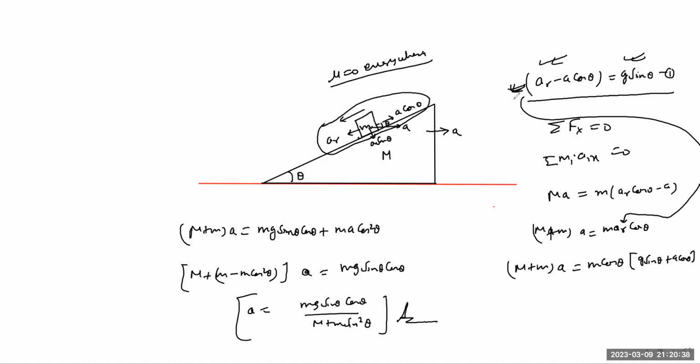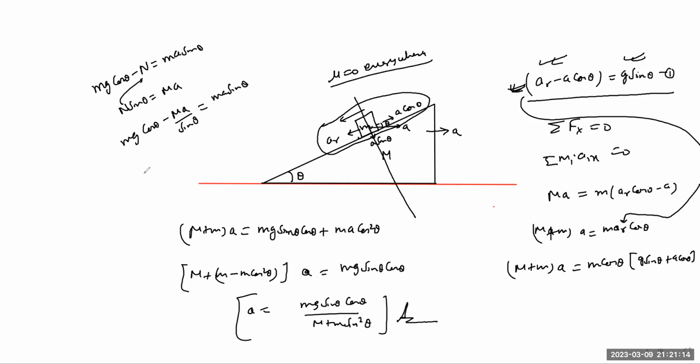If you want to solve by an even more orthodox method, I can tell you how to write this. For the block I can write mg cos theta minus N equals m into A sin theta. See, I'm writing the laws of motion in this direction. Something very strange you have never seen. And then I can write the next step in one line: N sin theta equals capital M into A. I'll just substitute here. I'm done, in one line. So all methods are easy, right? This is even easier.